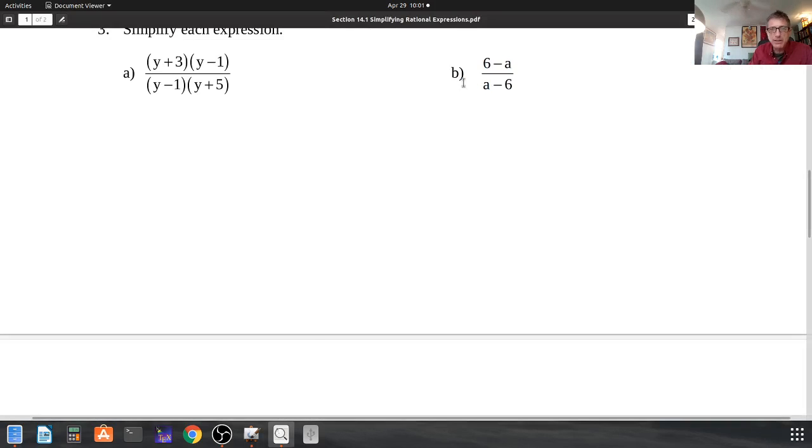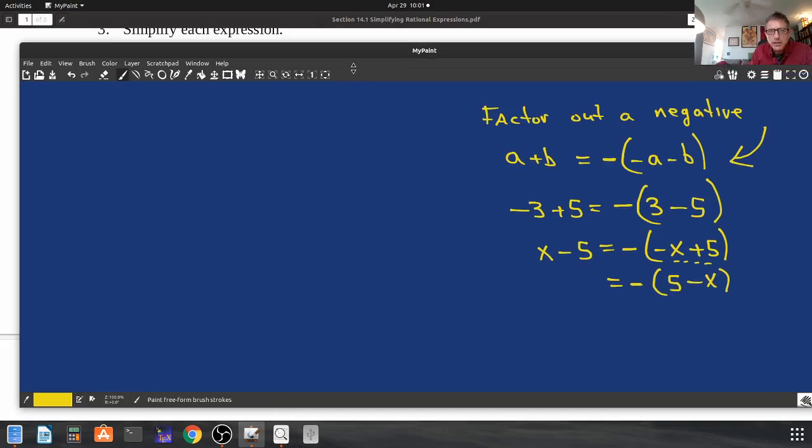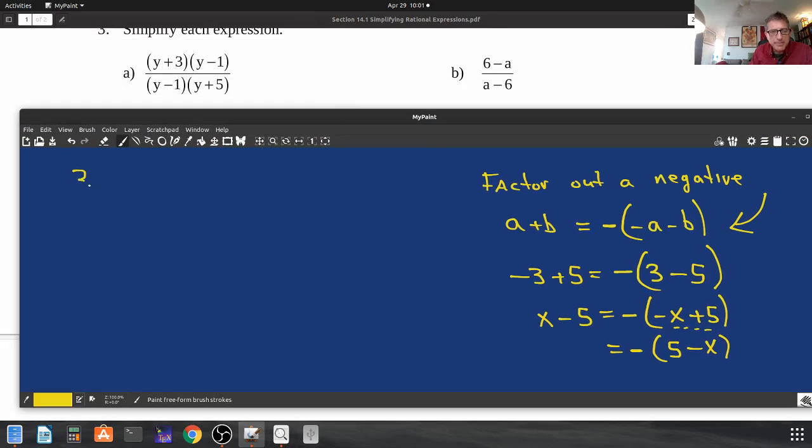And we're actually going to be doing that on this very next problem, which is 3b. 6 minus a over a minus 6. Notice my terms have 6 and an a, but they differ by sign. So I'm going to factor out a negative on the top term. I'm going to keep the bottom as it is, a minus 6. Factoring out a negative, the 6 becomes a minus 6, and the a becomes a plus a.